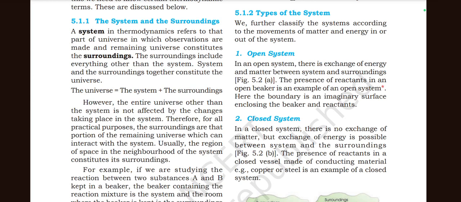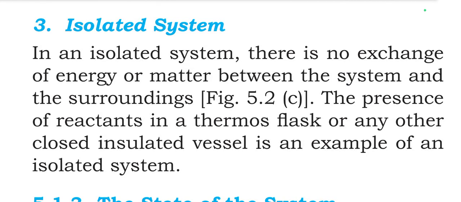Closed system. In a closed system, there is no exchange of matter, but exchange of energy is possible between the system and the surroundings. The presence of reactants in a closed vessel made of conducting material, for example copper or steel, is an example of a closed system. Isolated system. In an isolated system, there is no exchange of energy or matter between the system and the surroundings. The presence of reactants in a thermoflask or any other closed insulated vessel is an example of an isolated system.